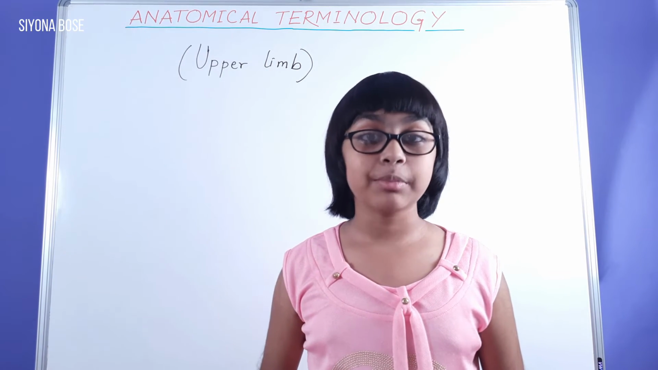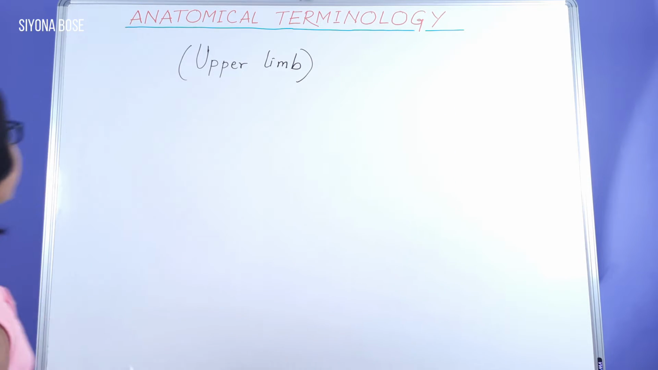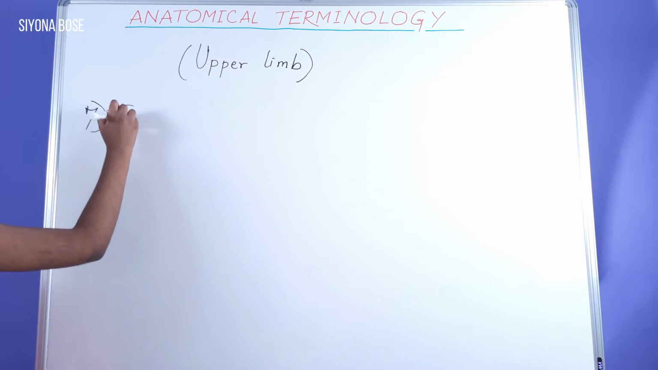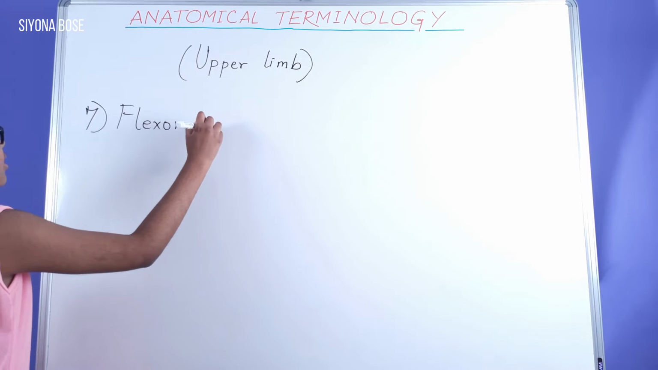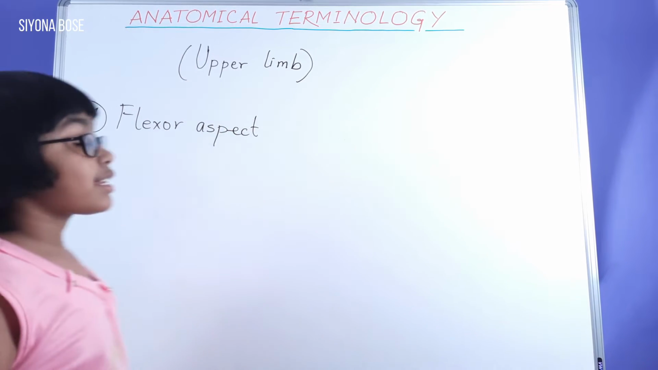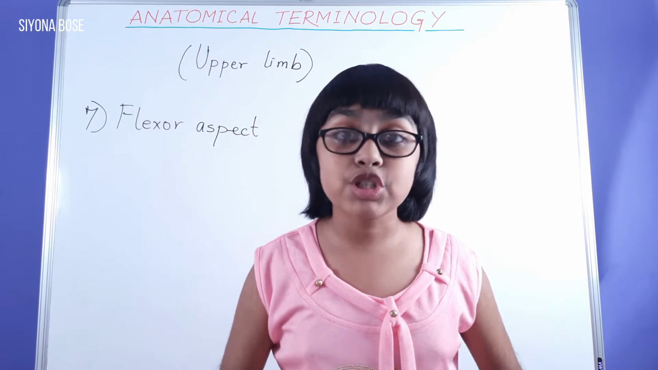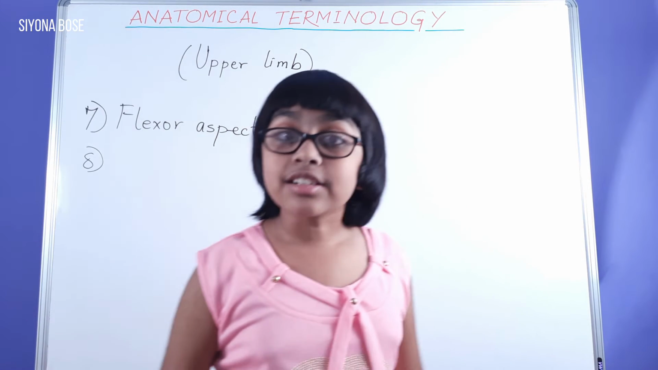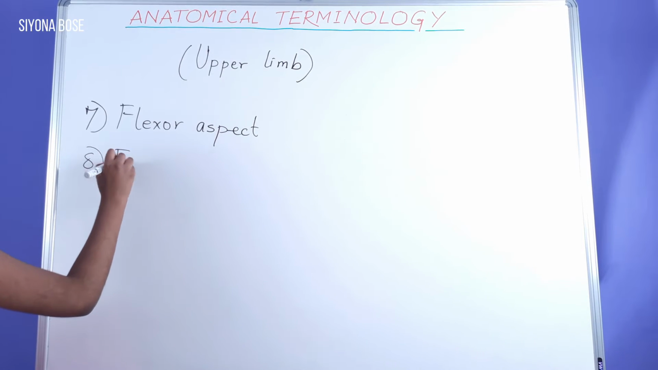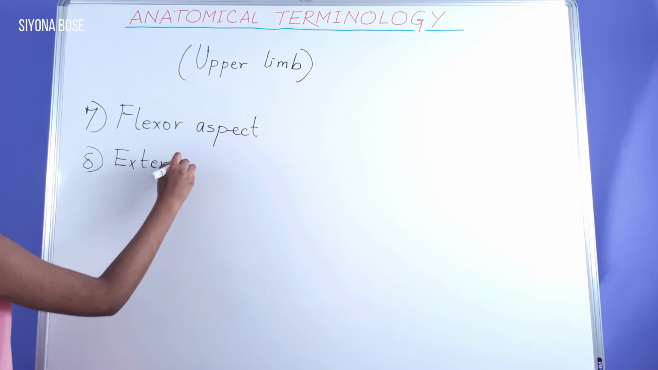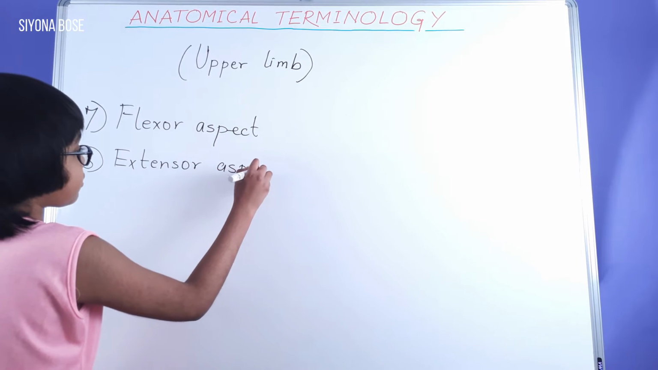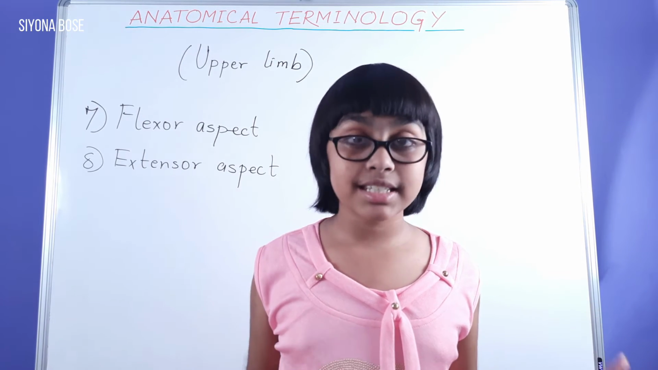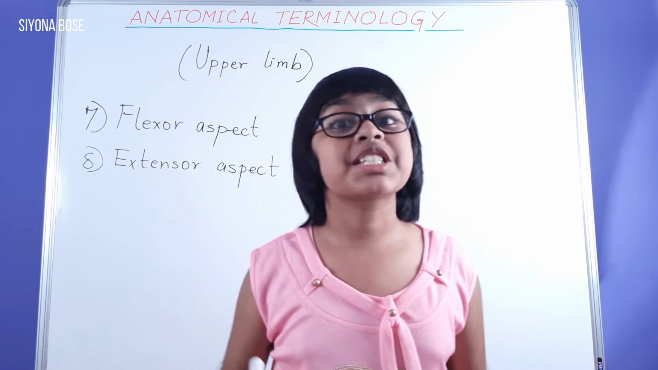In relation to upper limb, we have two more terms to discuss. Number seven, flexor aspect. And it is similar to the anterior aspect, which means the front aspect. And the opposite is extensor aspect, which is the opposite of the flexor aspect, that means behind the back aspect, similar to posterior.